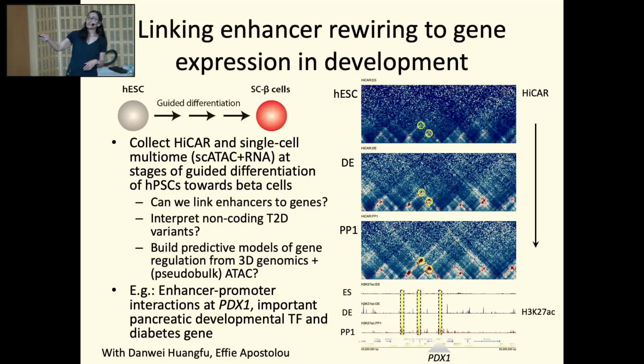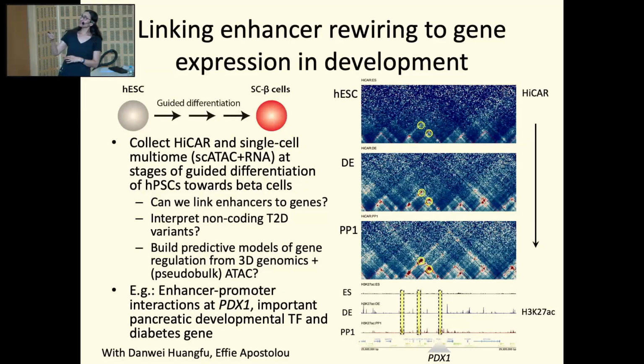So the question is, can we link enhancers to genes? Can we interpret non-coding genetic variants that are associated with type 2 diabetes? Some of the pathology in type 2 diabetes is associated with deficiency in the endocrine cells of the pancreas. Not all. And then can we build predictive models of gene regulation from the 3D genomics and the 1D information that we have?